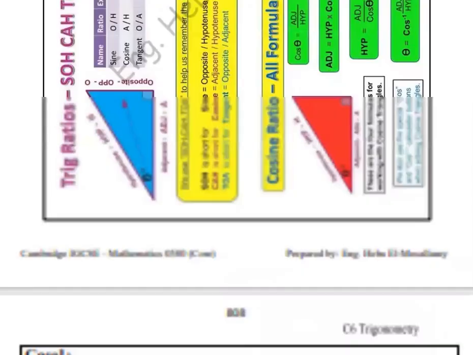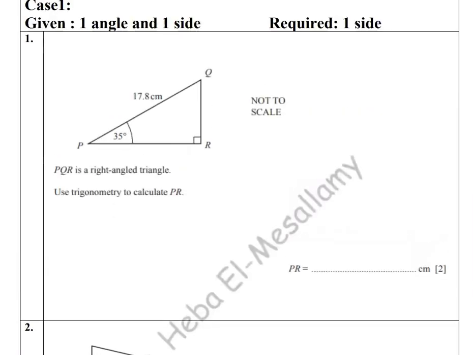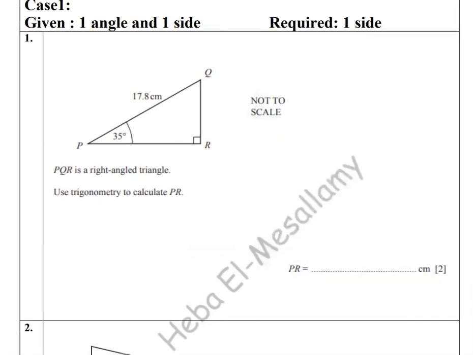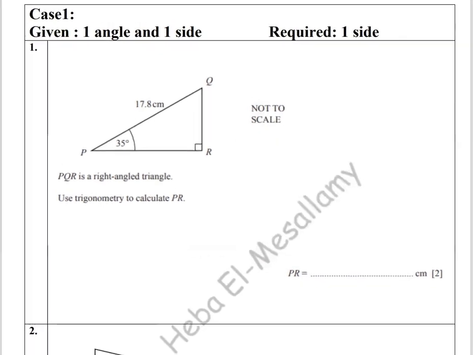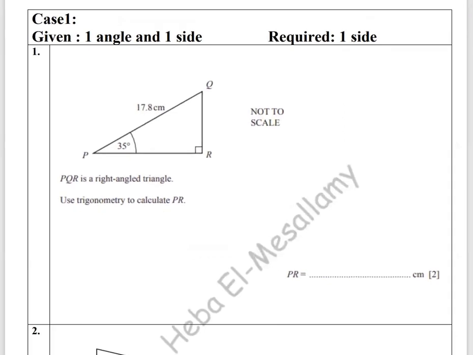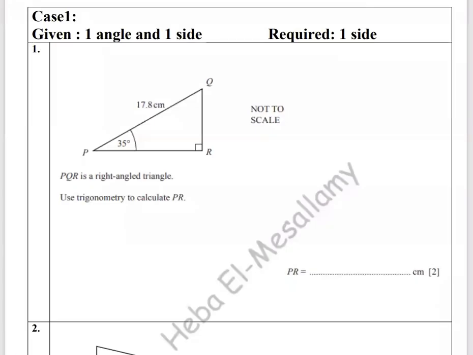Let's start working the first question in case one. Here we have triangle PQR. It's a right angle triangle, and we're going to use trigonometry to calculate PR. PR here is this side, so we are just going to drop a question mark on PR. So this is the side that we are going to find its value.